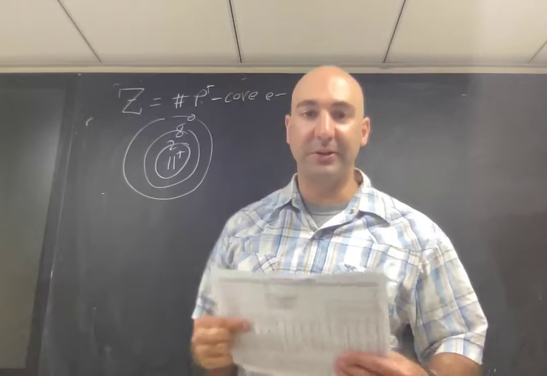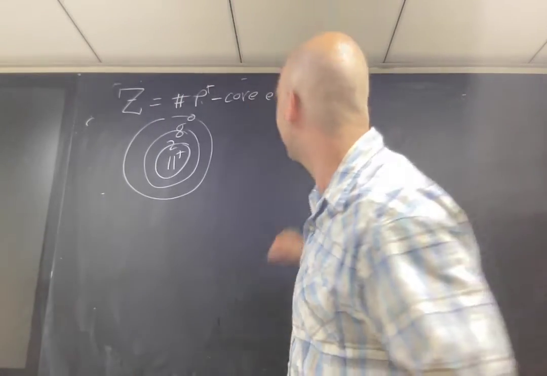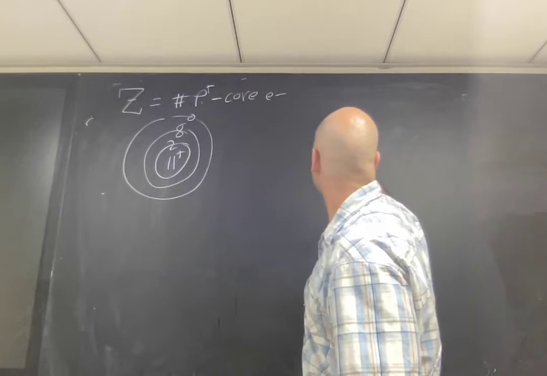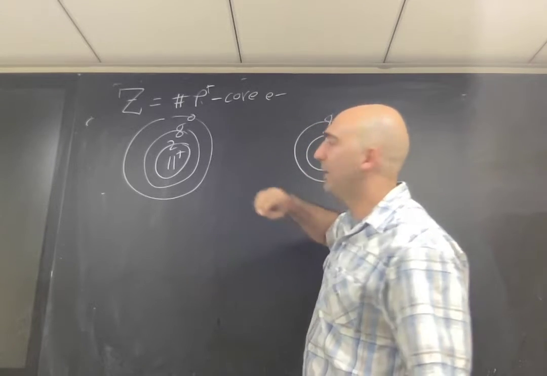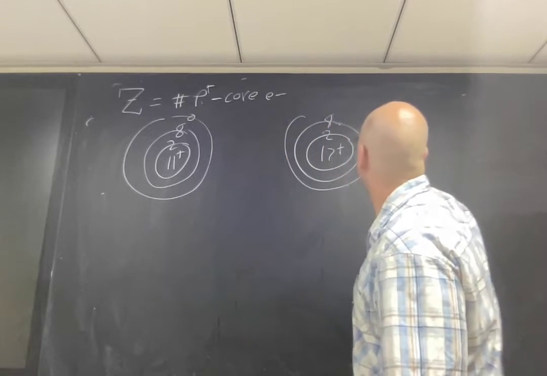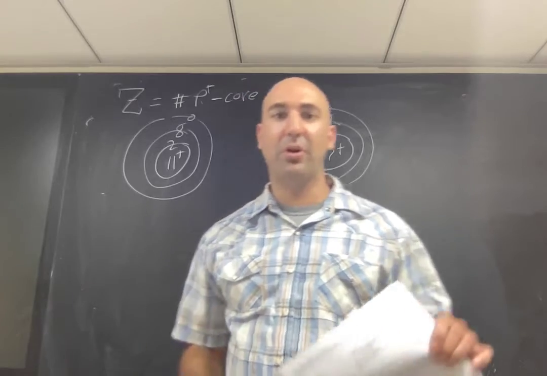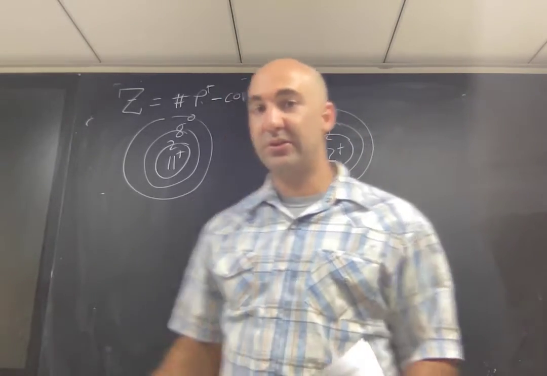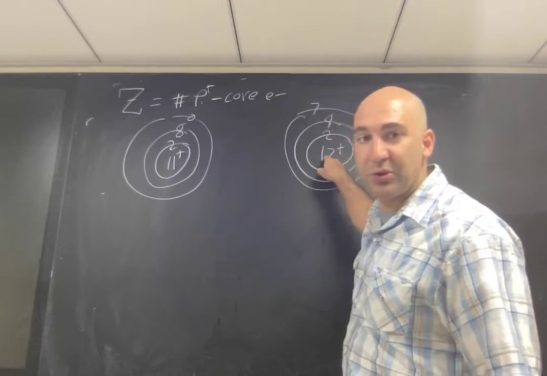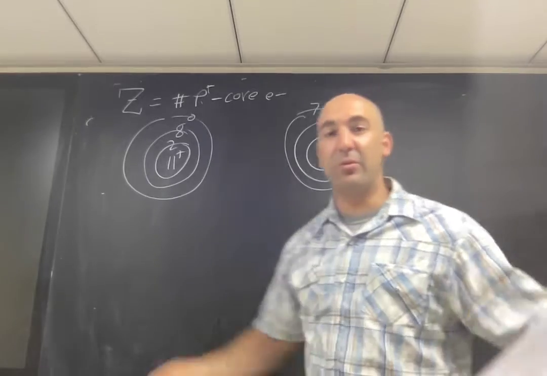Then let's look at chlorine. Chlorine has 17 protons, then 2, 8, and then 7 electrons, and you'll notice it has the same number of shells as sodium. This is very important because you're going to have a much larger potential charge pulling on the same radius.